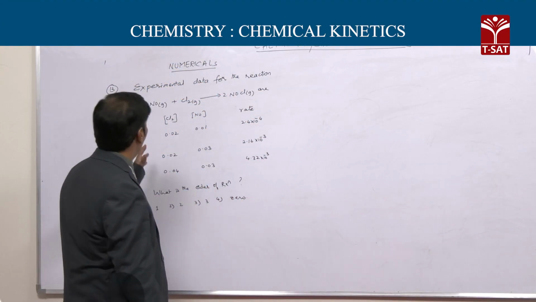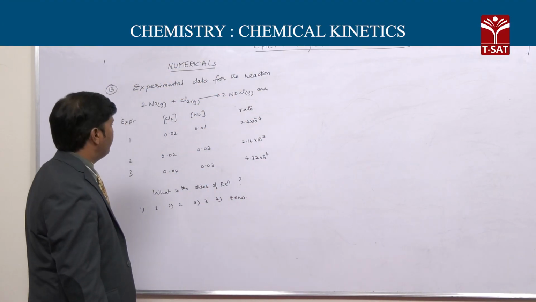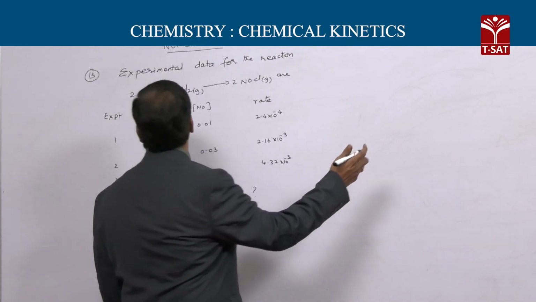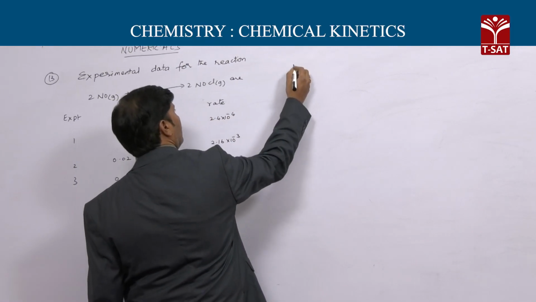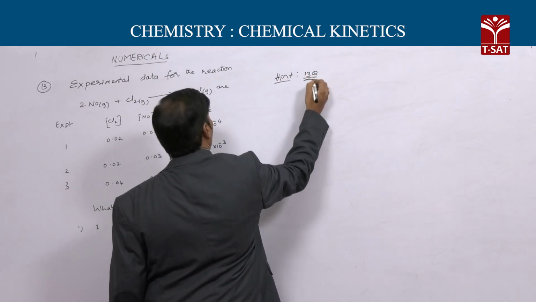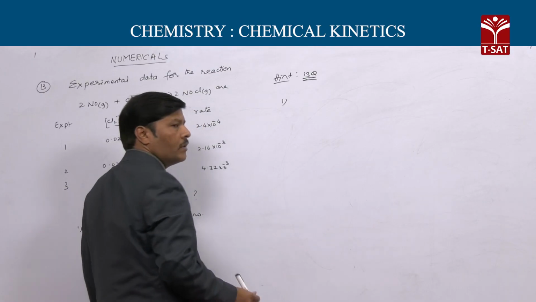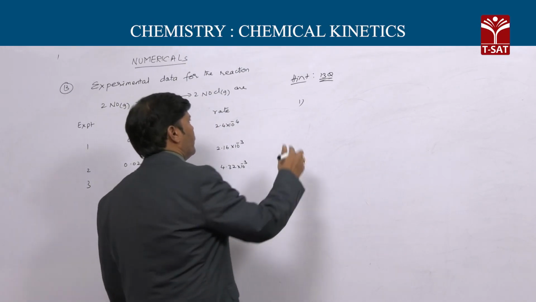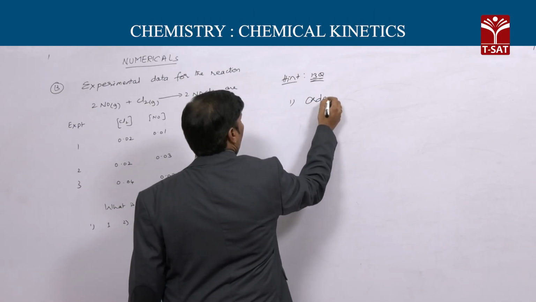My dear students, look at this problem. Based on the experimental data, we can predict the order of reaction. So the hint I would like to give for the 13th question is: the order of reaction can never be predicted by the stoichiometry of the equation. So that point you have to keep in your mind.